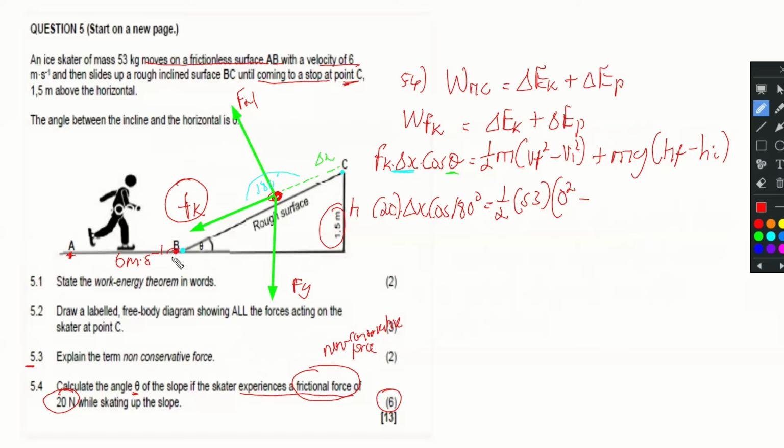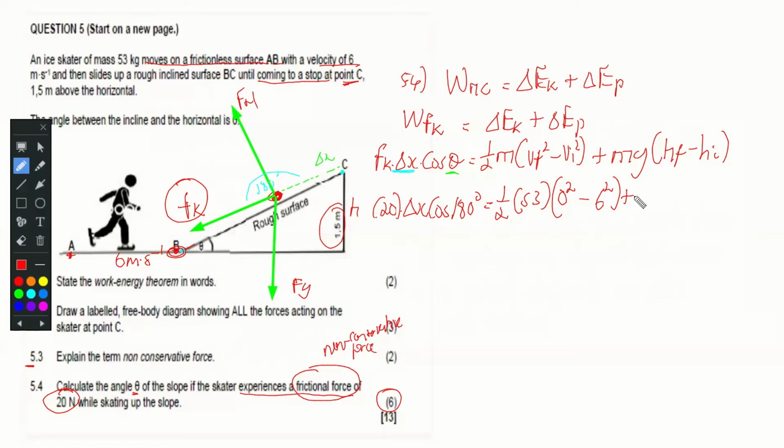So remember, our initial velocity will start at point B if we are considering the slope here. So this is going to be 6 squared, and then plus, we have the mass, again, is 53, and then 9.8. And then we have the height finally. So at point C, the height will be 1.5. But then at point B, remember that it was on ground level, right? So on ground level, we say the height is 0, right? Now at this point, you just simply need to punch all of this into your calculator.